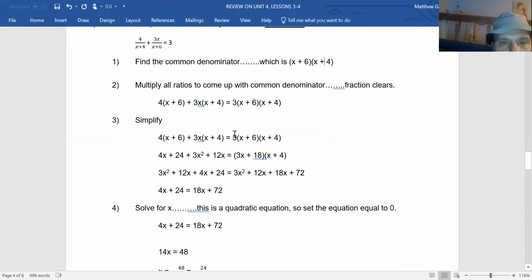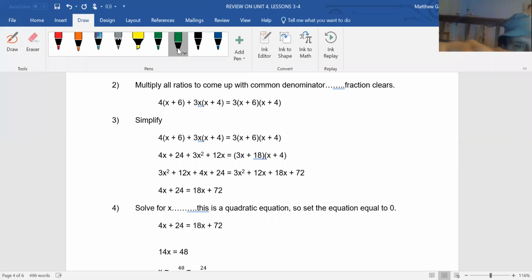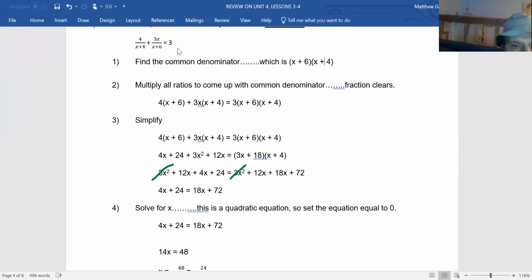So when we multiply the right, we get 3x squared plus 12x plus 18x plus 72. When we apply the distributive property on the left, we get 3x squared plus 12x plus 4x plus 24. And then of note, 3x squares cancel, and the 12x's cancel. So I wanted to show you that. So 4x plus 24 equals 18x plus 72.